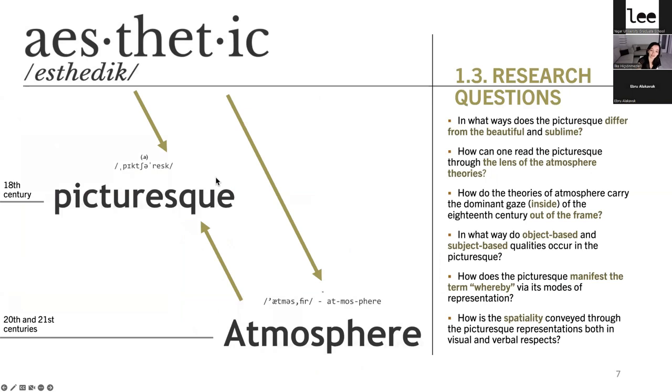In this respect, I aim to answer these questions. In what ways does the picturesque differ from the beautiful and sublime? How can one read the picturesque through the lens of the atmosphere theories? How do the theories of atmosphere carry the dominant gaze of the 18th century out of the frame? In what way do object-based and subject-based qualities occur in the picturesque? How does the picturesque manifest the term via its modes of representation? And also, how is the spatiality conveyed through the picturesque representation, both in visual and verbal respect?